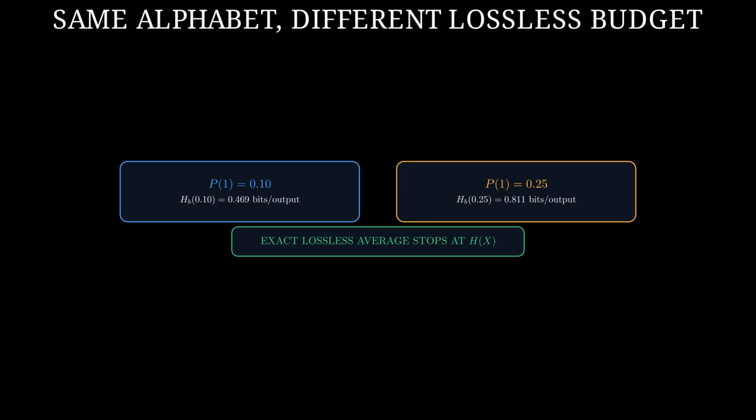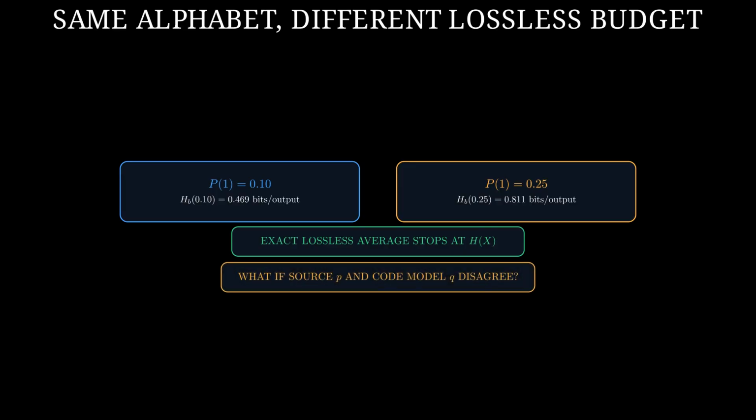Entropy is where exact lossless compression stops on average for that model. The next question is what happens when the source follows one distribution, but the code is priced for another.